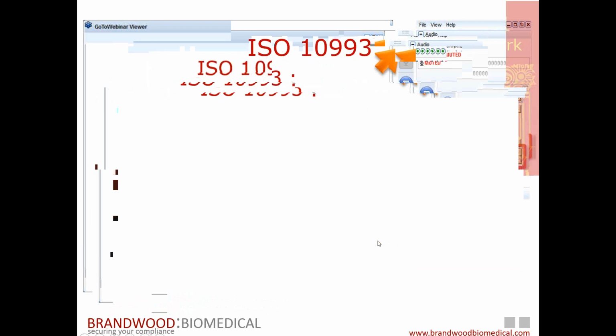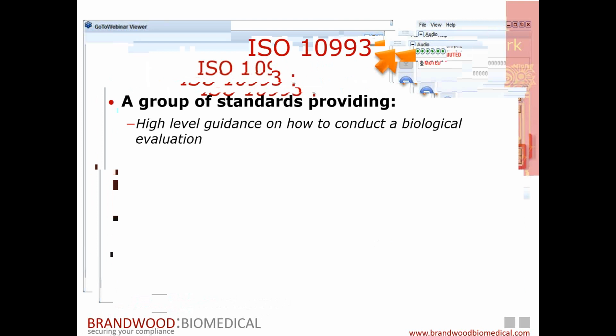So let's begin with 10993. It's a group of technical standards. It provides high-level guidance on how to conduct a biological evaluation.